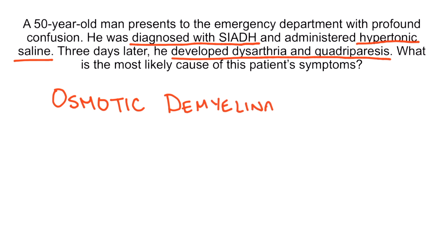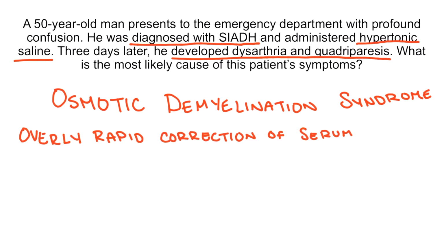Recall that osmotic demyelination syndrome is destruction of the myelin sheath of axons, most commonly in the pontine white matter, secondary to rapid osmotic changes. So it's most commonly caused by overly rapid correction of serum sodium in hyponatremia settings.